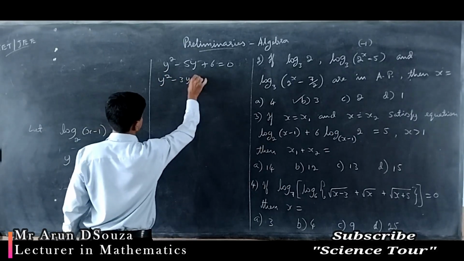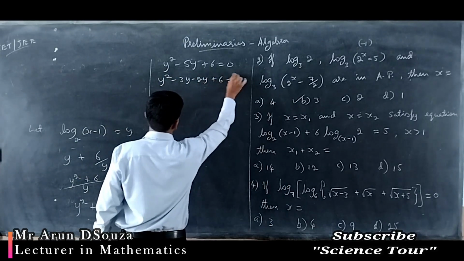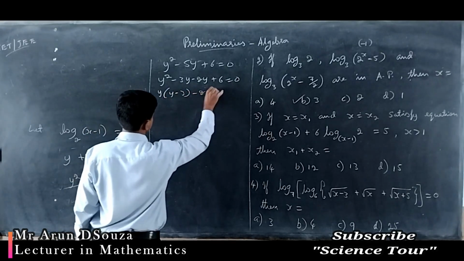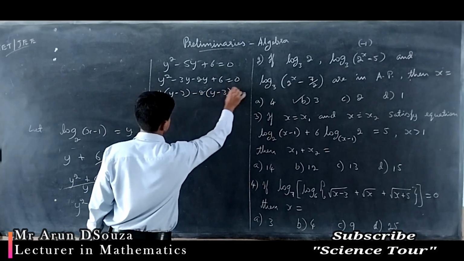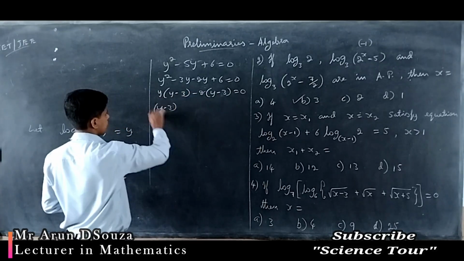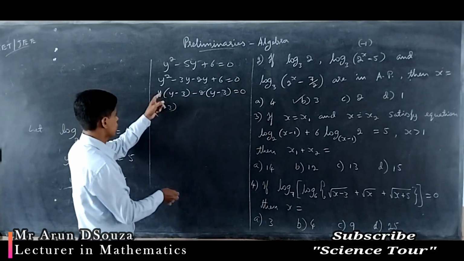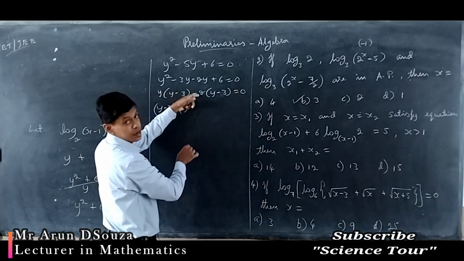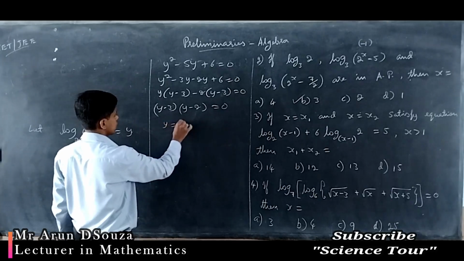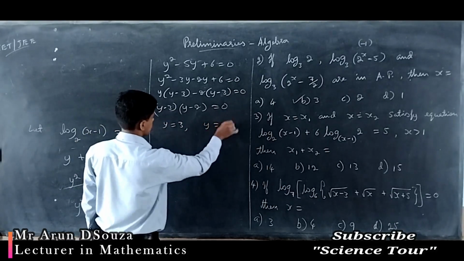Factorize: minus 3, minus 2. So y minus 3 can be taken common. Take y minus 3 common. What remains is y here and minus 2 here. That means y is equal to 3 or y is equal to 2.